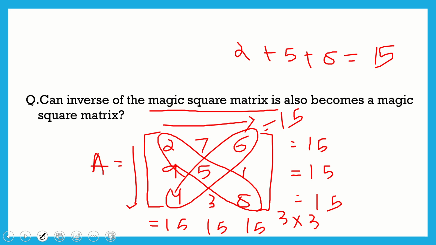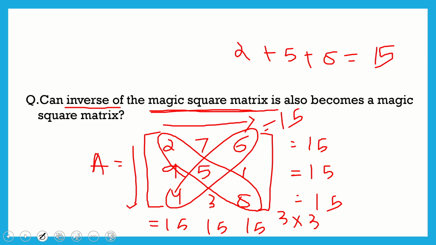So if you combine these two, it is called a magic square matrix. This question also has an interesting point: it is asking for the inverse of this magic square matrix. That means you have to find the inverse of a square matrix. That is the main point.